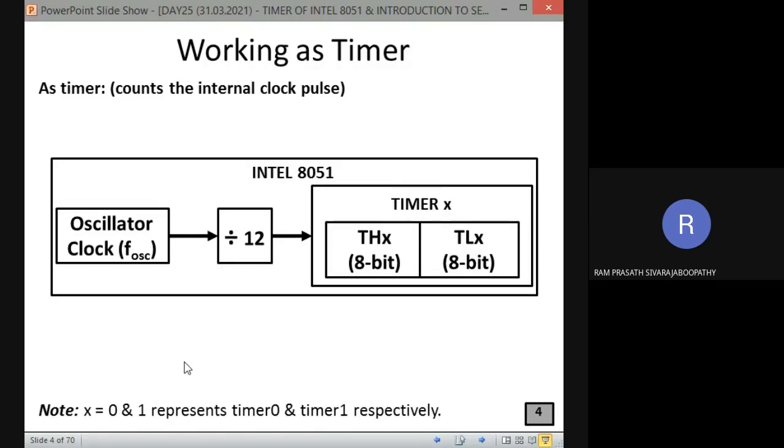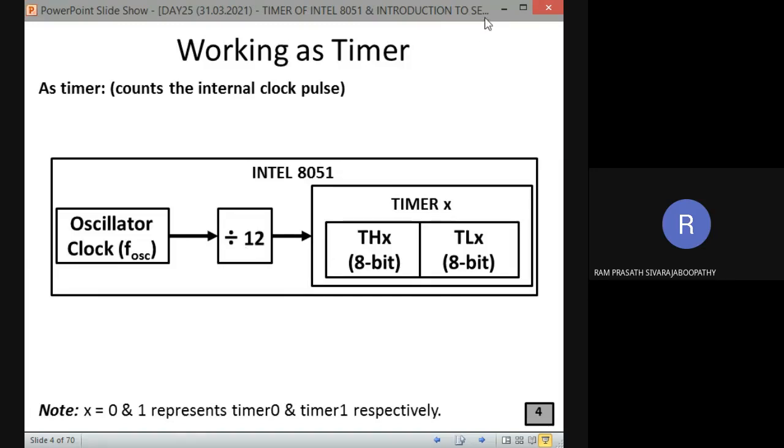The timer is also going to do a counting operation. But what is it going to count? It is going to count the internal clock pulses generated. We are providing a clock input to our microcontroller through a crystal oscillator. The oscillator frequency gets divided by 12, and that is given as the input pulse to your timer.